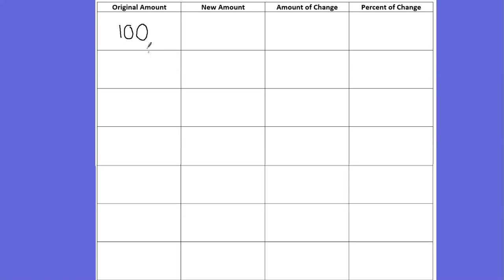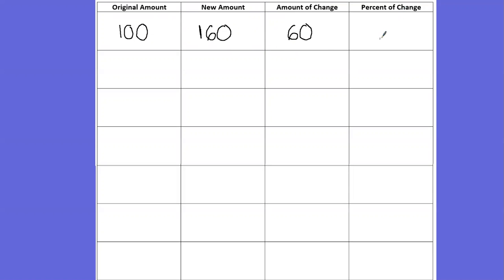So 100 units. I'm not going to be specific with this. You can think of it as $100 or 100 seashells, whatever you want. It doesn't really matter. My new amount, let's say I'm starting with 100 and then I'm going to 160. Let's say 100 baseball cards, and now I have 160 baseball cards. My amount of change would just be how much did I go up from here to here? And in this case, if I start with 100 and I end with 160, basically I've gained 60 units. Now, what is that as a percent?